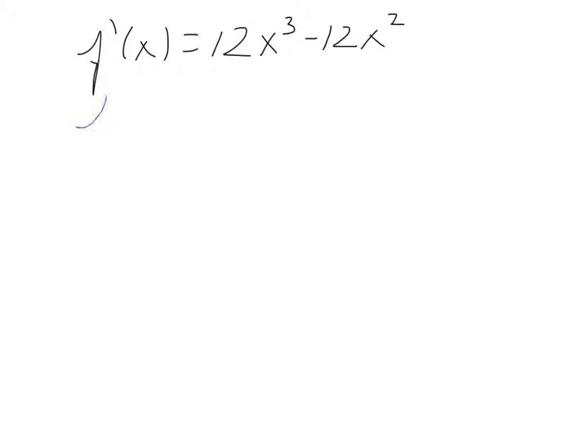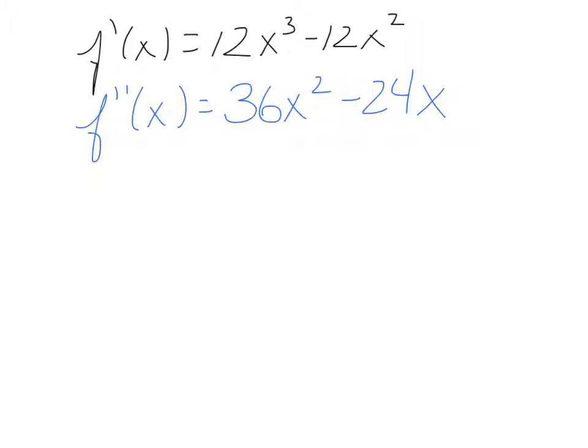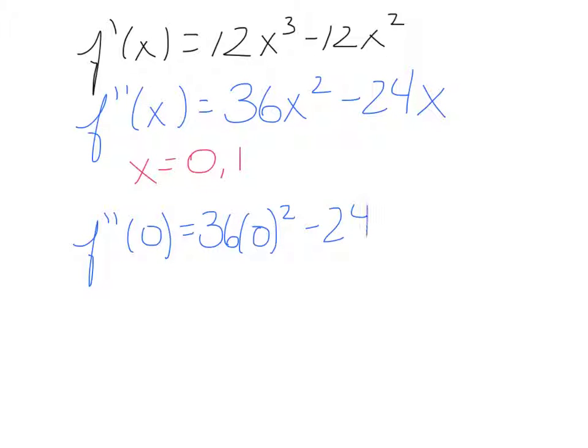Now we find our second derivative. We use the power rule again. We're going to get 36x squared minus 24x. And we take our critical numbers, which were 0 and 1, and substitute them into our second derivative. So f double prime of 0 is 36 times 0 squared minus 24 times 0, which turns out to be equal to 0, which means that for x equals 0, our test fails. So what we would have to do is go back and use the first derivative test to decide if there is a local max or min at x equals 0.